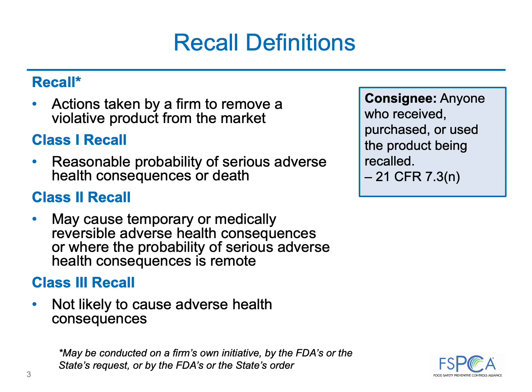Typically, a firm voluntarily conducts a product recall, either of their own accord, or at the request of the FDA, or at the request of a state regulatory program. However, the FDA has mandatory recall authority, which is the ability to require a firm to conduct a recall in Class 1 situations. Check out this definition. Consignee: anyone who received, purchased, or used the product being recalled. Make sure you check out 21 CFR 7.3, paragraph M.